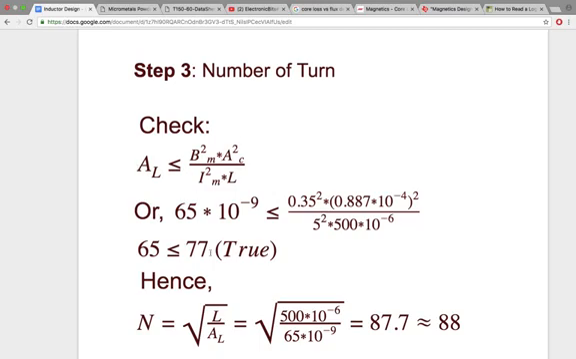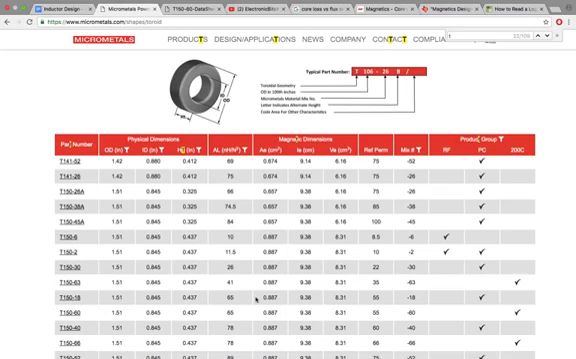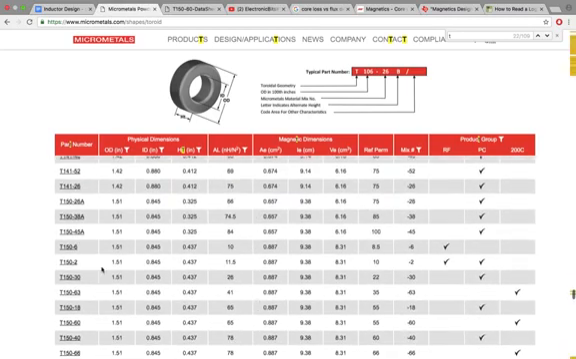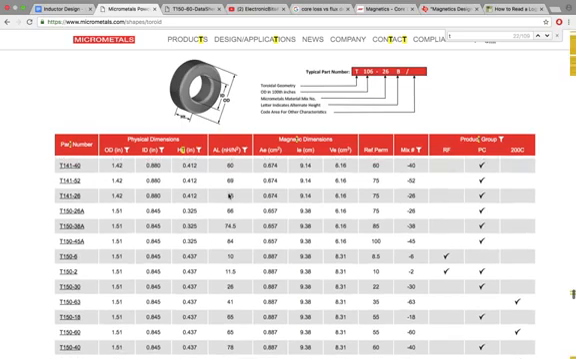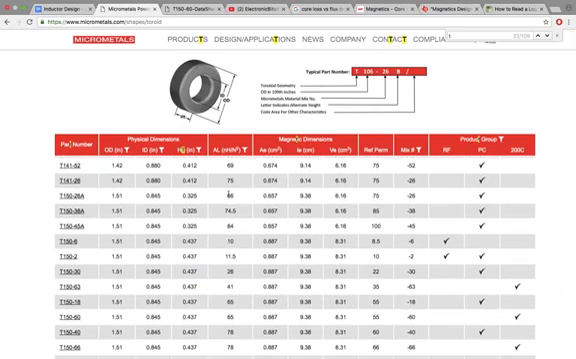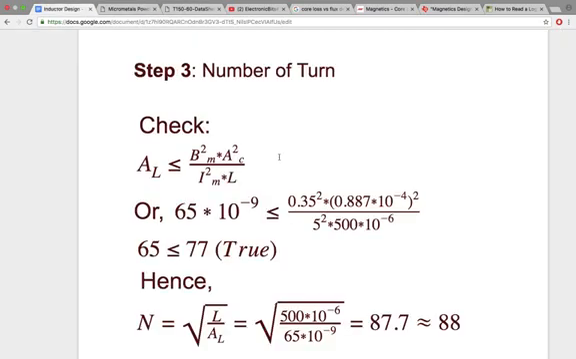Okay, so basically we have got 77 nanohenry per turn squared. So if you can choose the core with the flux, the AL value which is less than but close to that 77, then the difference between the number of turns which you get from both formulas will actually start reducing.